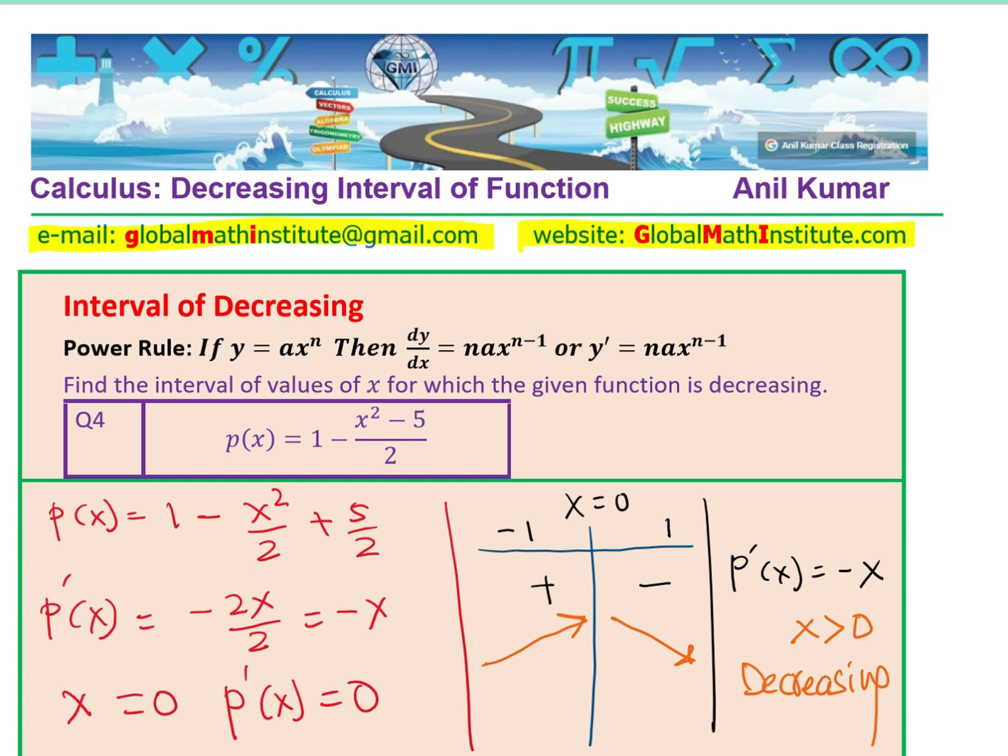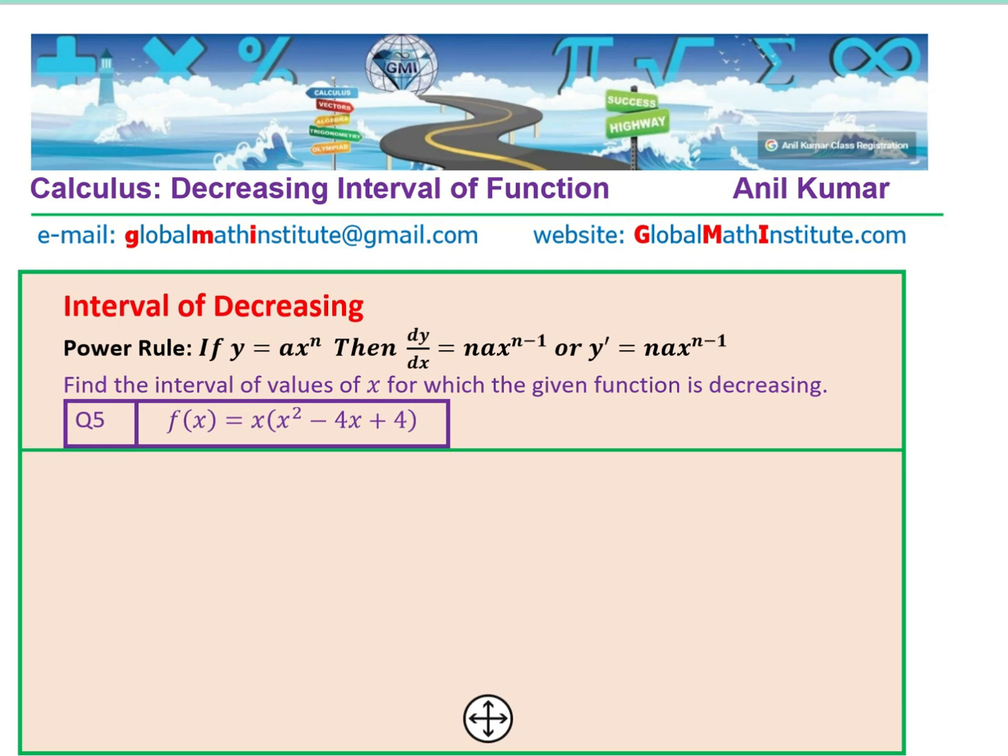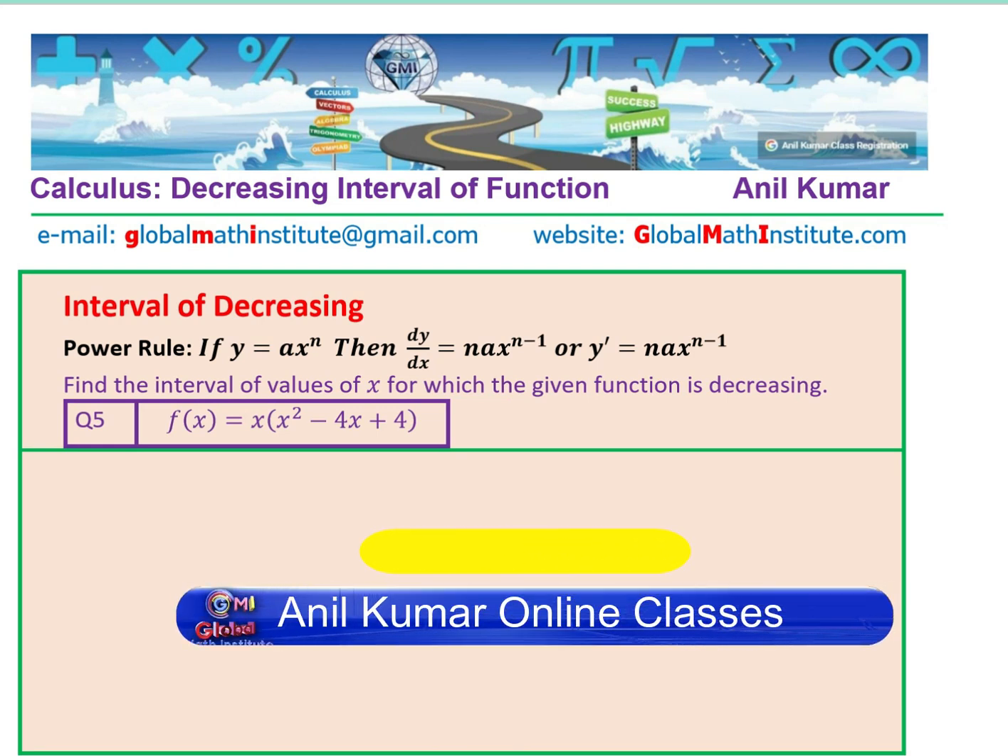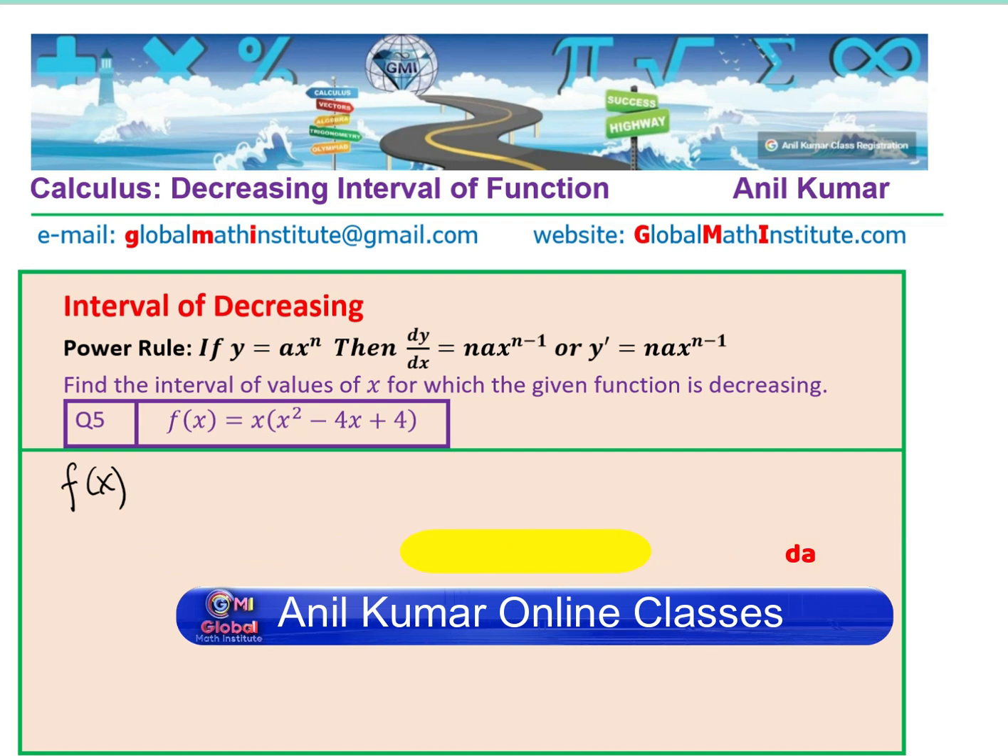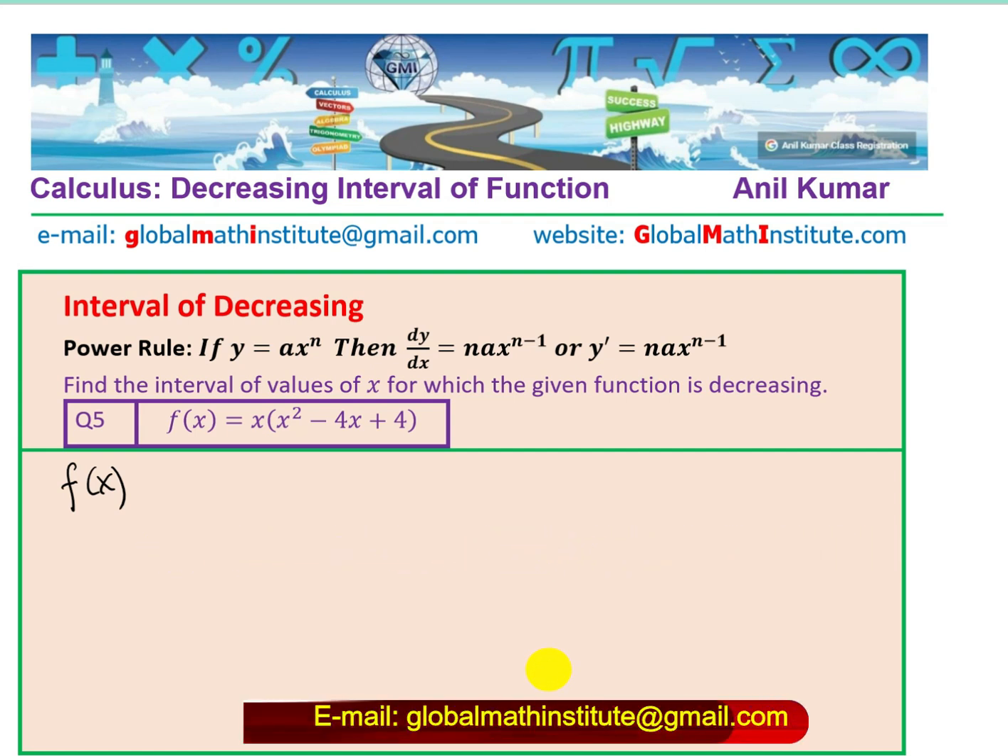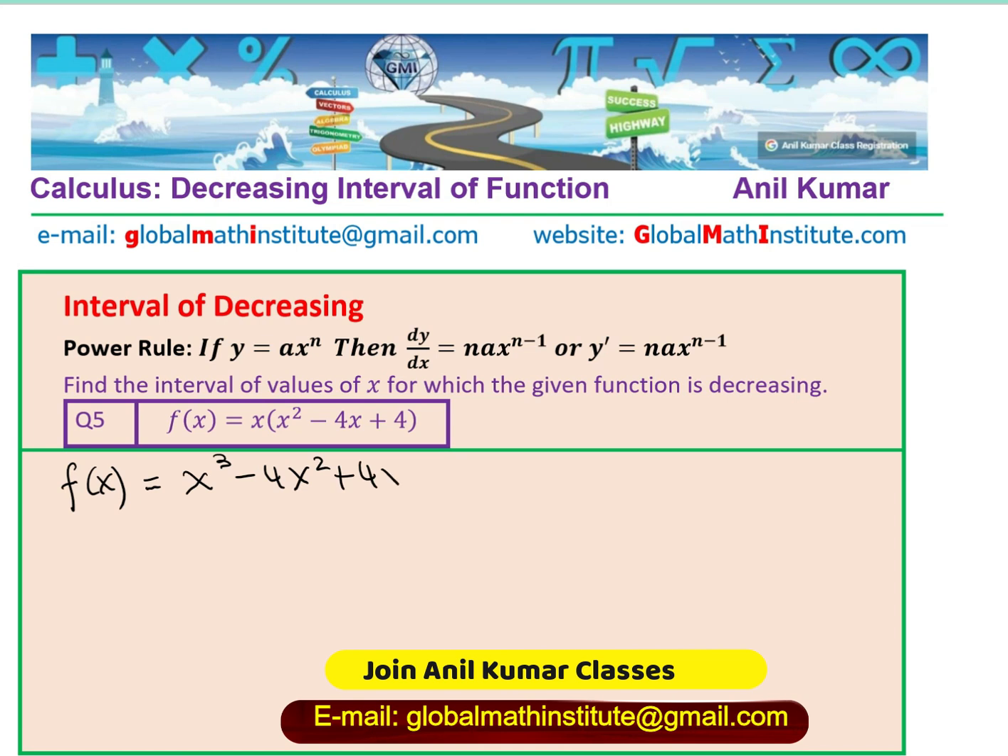Simple questions so far. We have taken quadratic equations, solved them, right? Now here is question number 5, where we have a cubic equation. So let me open the bracket and see what we get. The function is x times x squared minus 4x plus 4. Let us open the bracket. We get x cubed minus 4x squared plus 4x. And the derivative of this function is 3x squared minus 8x plus 4.